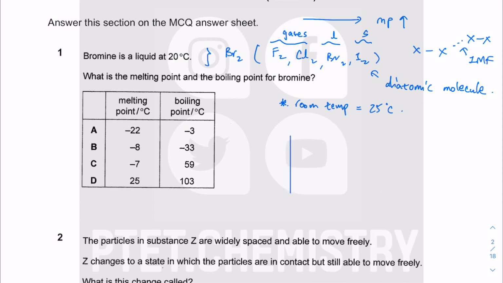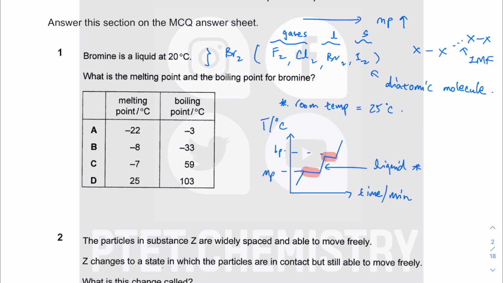When you have a heating curve, you should really have a feel for this, where in a heating curve you have time on the x-axis, minute or second, temperature in degrees Celsius or Kelvin. If this is the melting point, if this is the boiling point, that is when the transition happens. So we are looking for something where it's a liquid there. So we're looking for 20 degrees Celsius in between the boiling point and the melting point. 20 degrees Celsius in between.